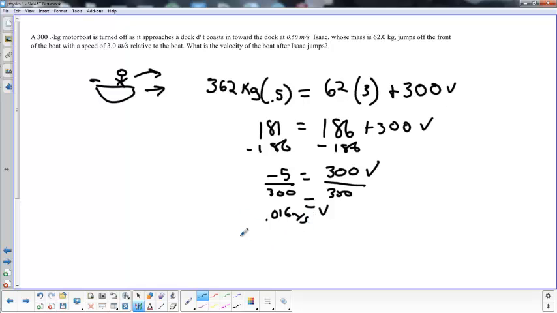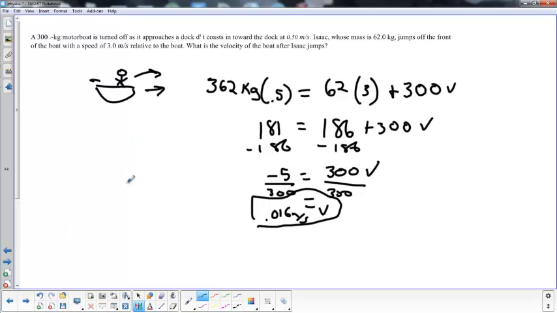So basically what happens, and it just so happens this way, if Isaac was less massive, this wouldn't happen. If Isaac was more massive, this wouldn't happen. If he jumped with a different speed, this wouldn't happen. But essentially, we're going so slow, you can almost say the boat stops. So he jumps off, and just by him jumping this way, the boat stops. So I hope that kind of makes sense.